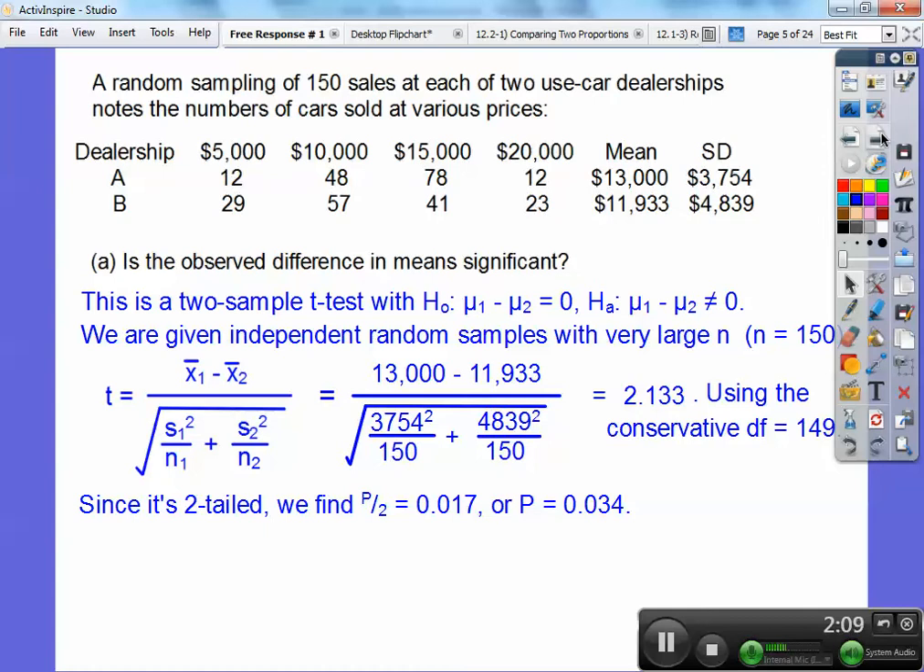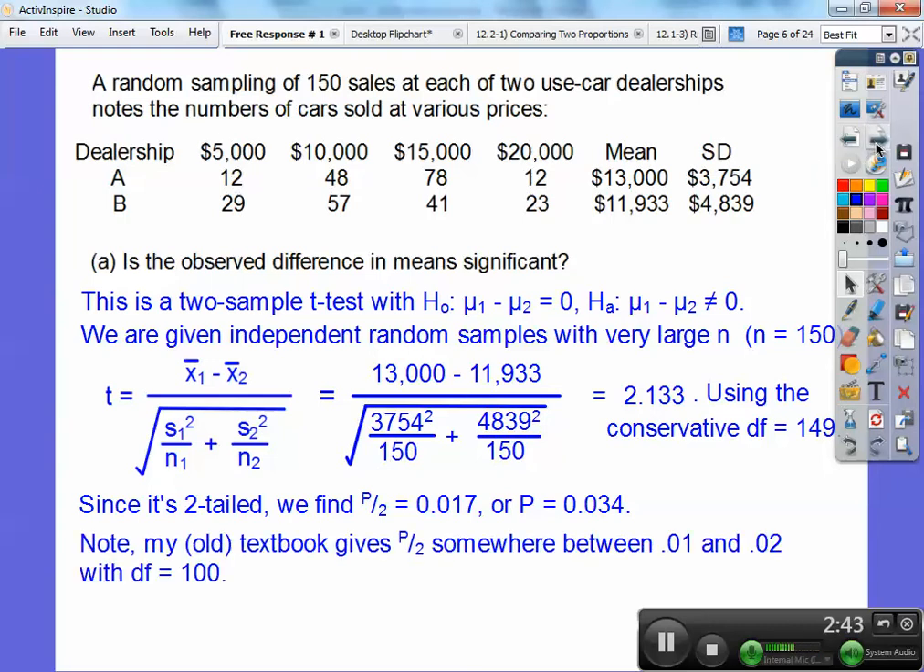Remember that, you guys. And since it's a two-tail, you look up, and they'll give you a chart for your t distribution, and you look under your degrees of freedom for 149. So I get that our p-value is going to be 0.017. Then I multiply by 2, because it's a two-tail, and I get 0.034, which is 3.4%, which is less than 5. So in general, if it's less than 5, then we say it is significant.